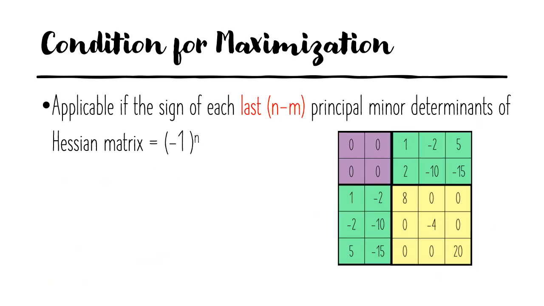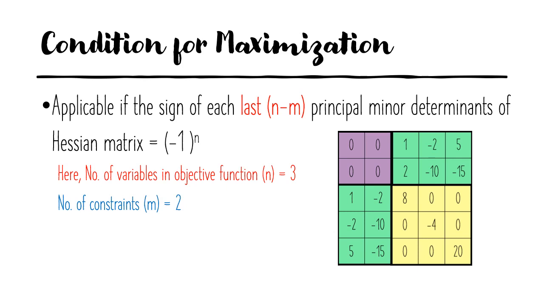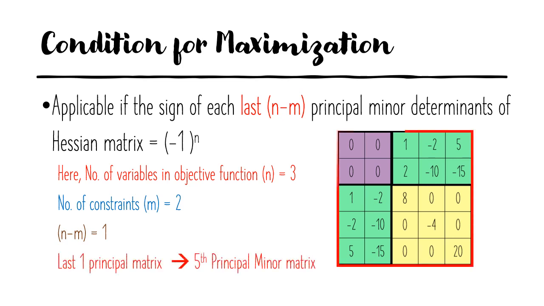Now let me consider our problem. For our problem, my objective function has 3 variables, so my n is equal to 3. I have 2 constraints, so my m is equal to 2. So n minus m is equal to 1. So the last matrix is my fifth principal minor matrix, which is what I discussed earlier. So the entire matrix I have to consider. We have to take the determinant for this entire matrix.